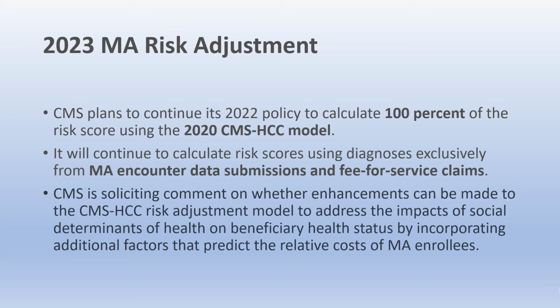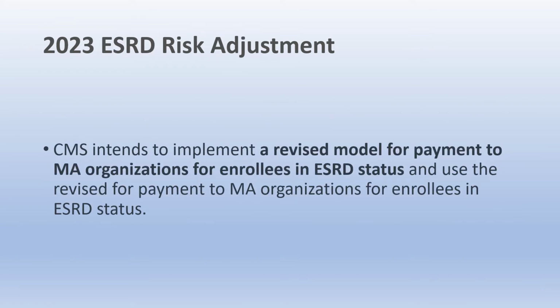However, CMS does want feedback on whether the CMS-HCC risk adjustment model can be improved by addressing the impacts of social determinants of health on beneficiary health status by incorporating additional factors that predict the relative costs of Medicare Advantage enrollees. CMS uses a separate model to calculate the risk scores applied in payment for the Part A and Part B benefits provided to beneficiaries in ESRD status when enrolled in Medicare Advantage plans, Program of All-Inclusive Care for the Elderly organizations, and certain demonstrations, including Medicare-Medicaid plans.